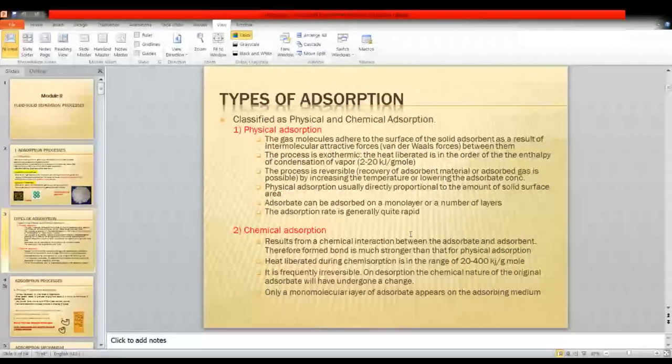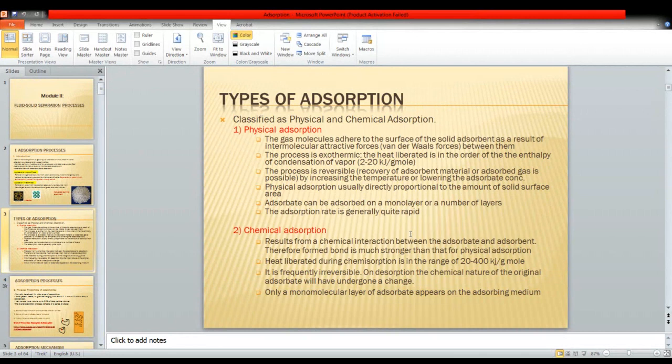So now, what is physical adsorption? When gas molecules attach to the surface physically by van der Waals forces. This is one thing. The process is exothermic, heat is liberated whenever adsorption takes place. And how much heat is liberated? 2 to 20 kilojoules per gram mole. Then this process is reversible.